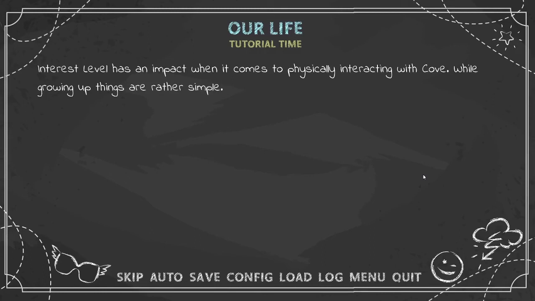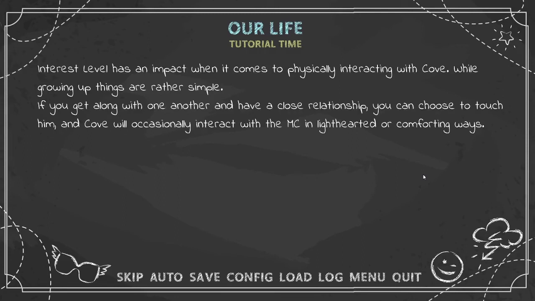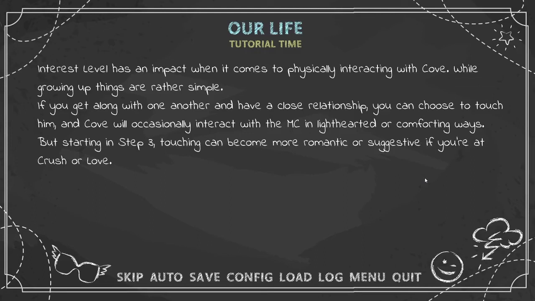Interest level has an impact when it comes to physically interacting with Cove. While growing up, things are rather simple. If you get along with one another and have a close relationship, you can choose to touch him, and Cove will occasionally interact with the MC in lighthearted or comforting ways. But starting in Step 3, touching can become more romantic or suggestive if you're at crush or love.